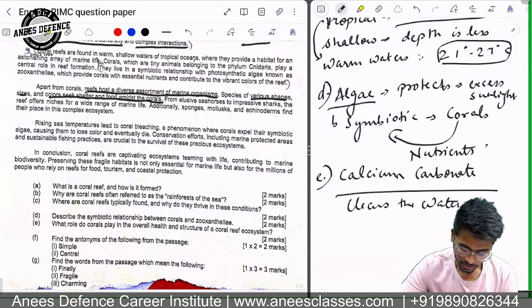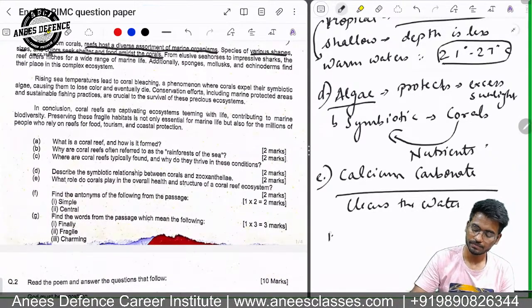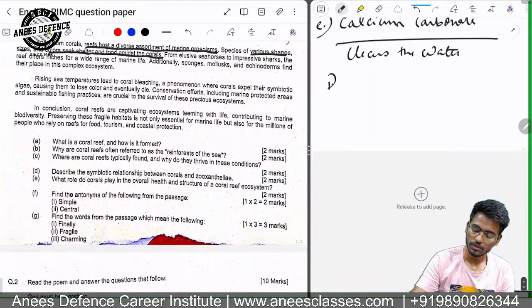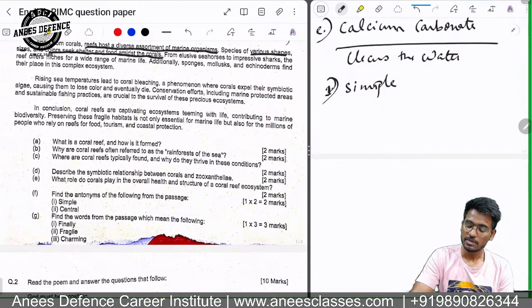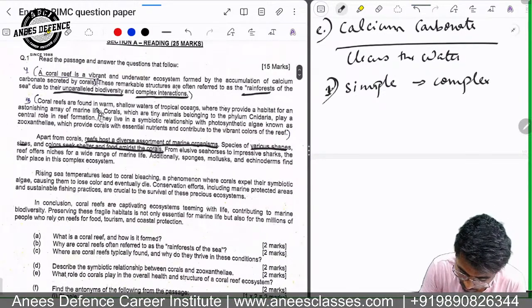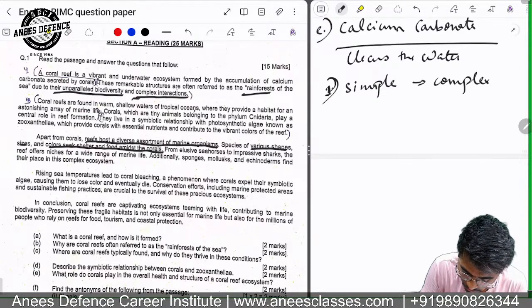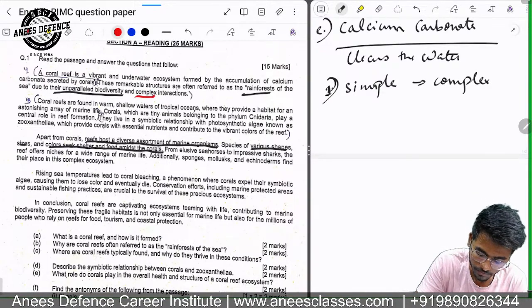Okay. The next question is, find the antonyms of the following from the passage. The first one is simple. From the passage, if you have read the passage carefully, then the opposite, antonyms means opposite. Okay. Simple का opposite क्या है? It is complex. Okay. It is written here in the paragraph also. If you can see, here it is. Complex.